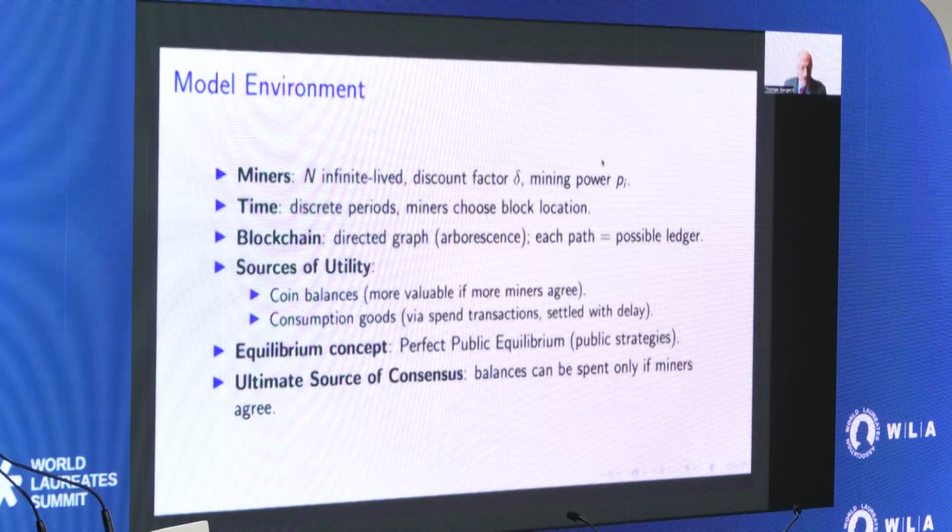The equilibrium concept is a pure public equilibrium. There are public strategies, so the assumption is everybody knows everybody else's strategies. What's the ultimate source of consensus? Balances can be spent only if miners agree. That's why people want consensus. If you get an outcome in any economic model, any mathematical model, ask why it would happen. Why do you get that outcome? It's because people inside the model want it.